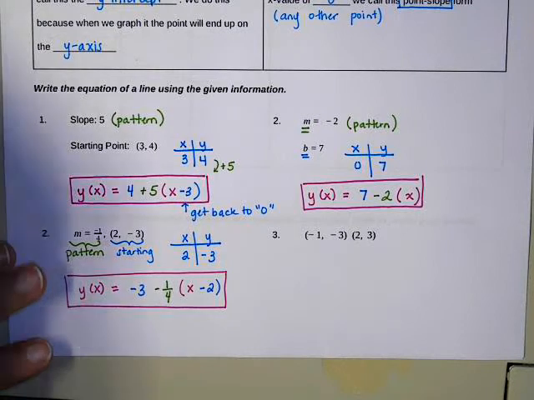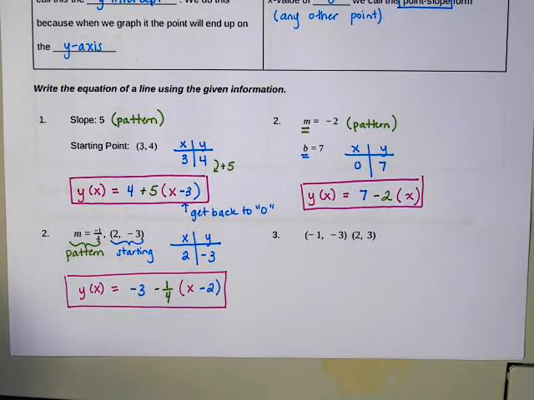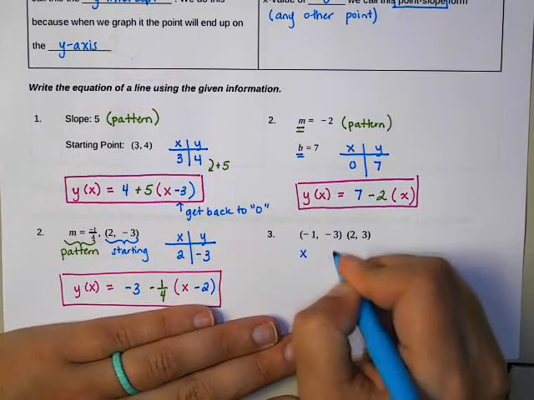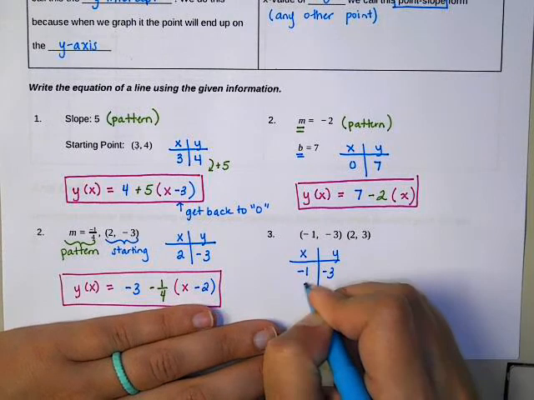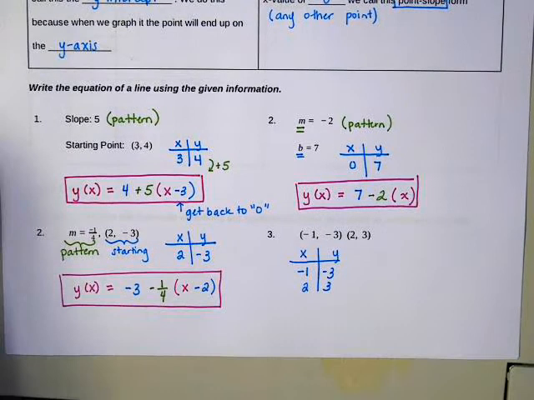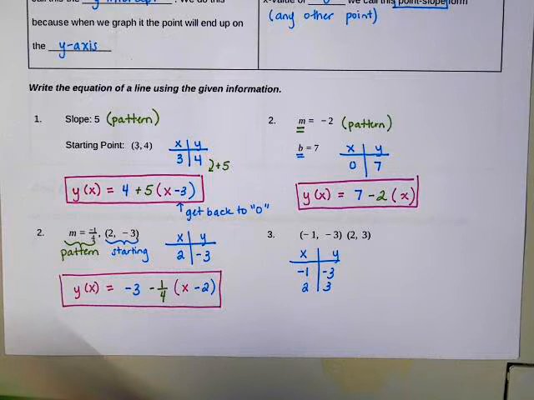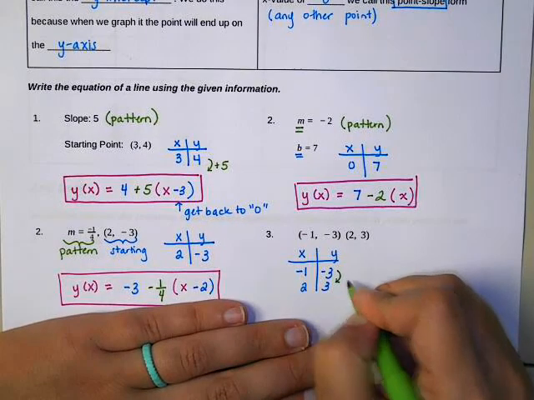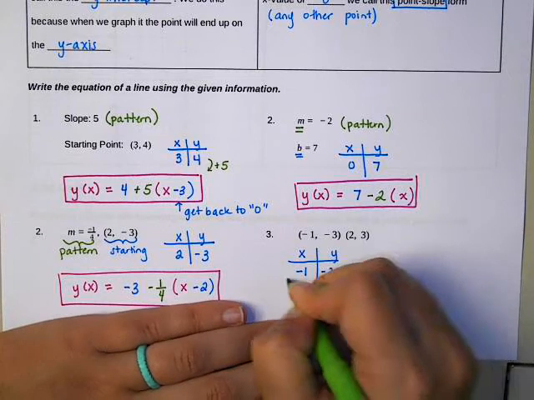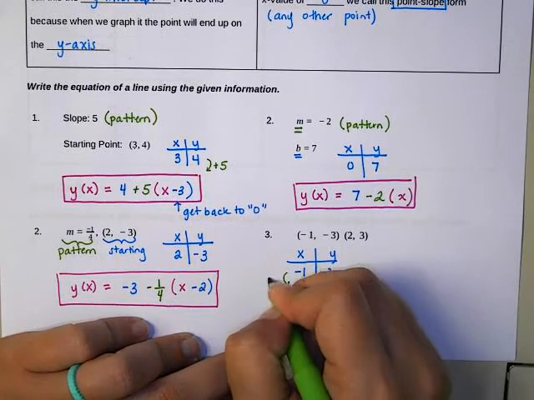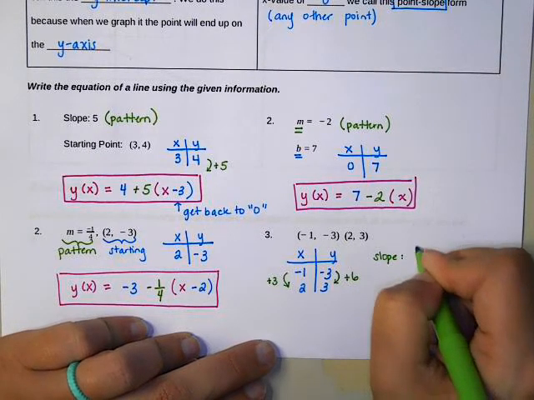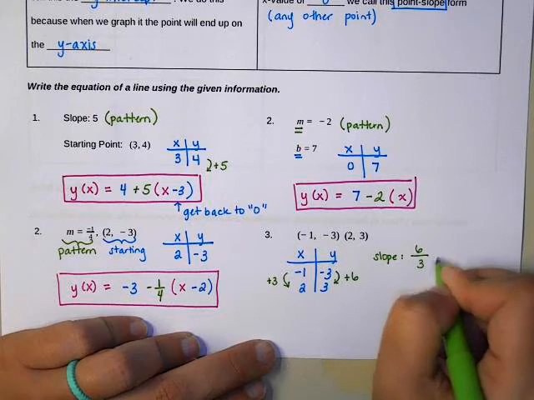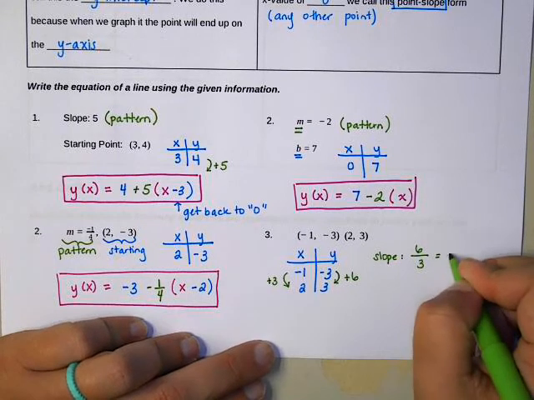For problem number 3, instead of giving you the pattern, I've given you 2 points. So what I would do is I would make a table with 2 points in it, -1, -3, and 2, 3. From here, I can use the same technique for finding slope that I did before to find the slope between these points. To go from -3 to 3, I would add 6, and to go from -1 to 2, I would add 3. So my slope would be rise, which is 6, over run, which is 3, and 6 divided by 3 simplifies to 2.